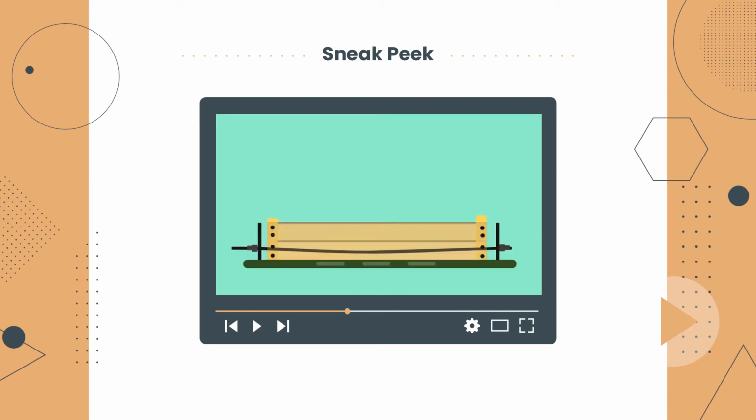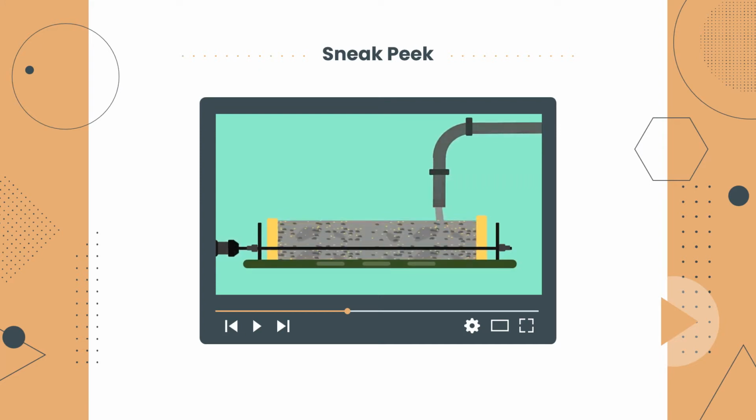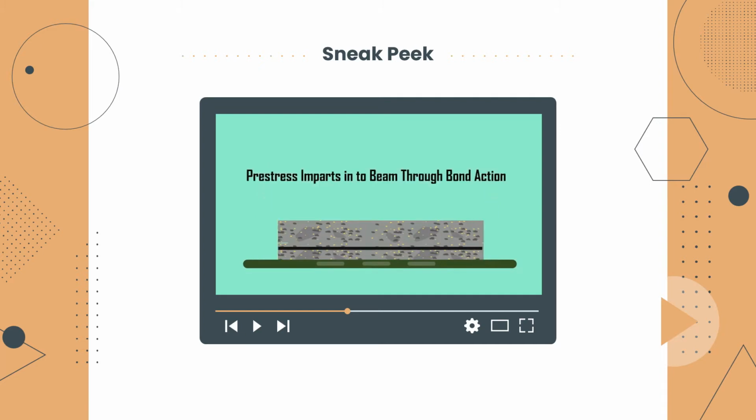Pre-tensioned concrete. Pre-tensioned concrete is those in which the tendons are tensioned before pouring of concrete. The tendons are initially tensioned and anchored at both ends, and then concrete is poured over it and cured. When the concrete attains desired strength, the tendons are released and projections are cut out. The pre-stress imparts into beam through bond action.